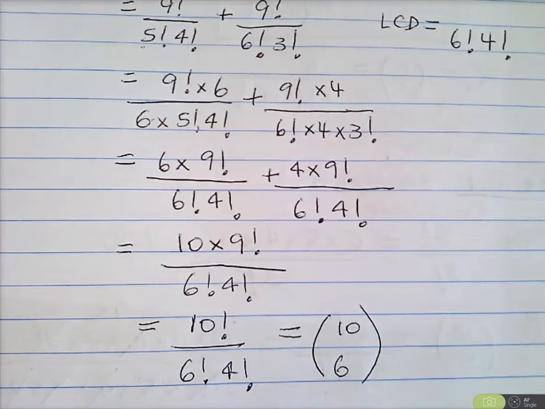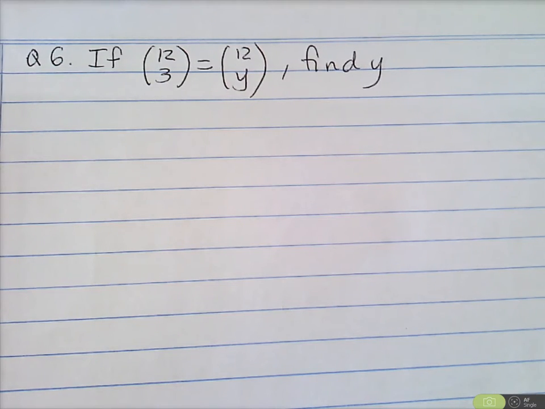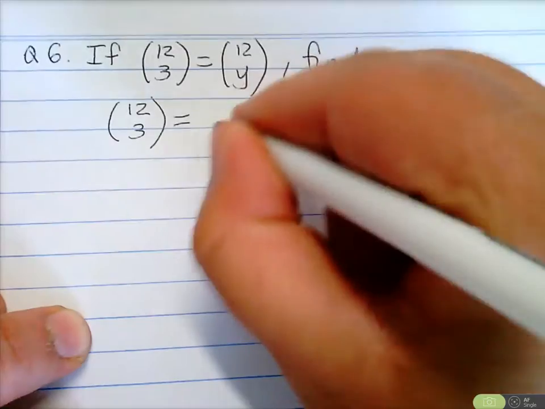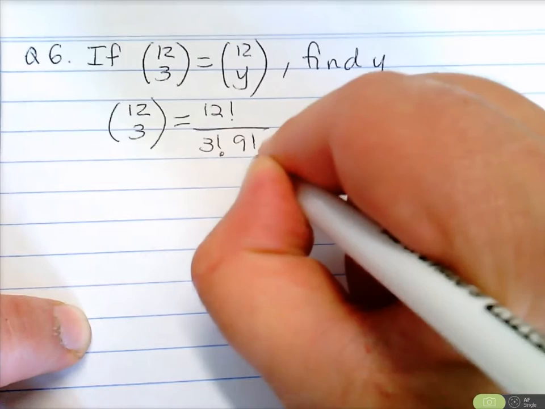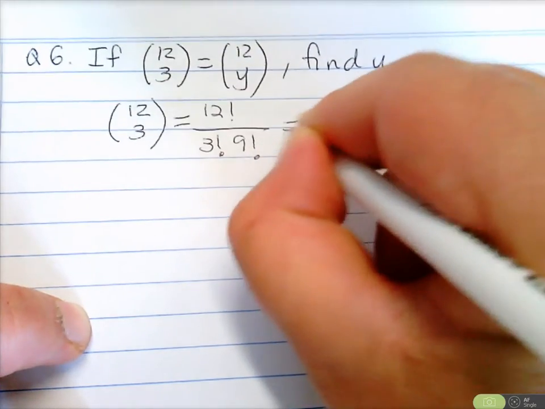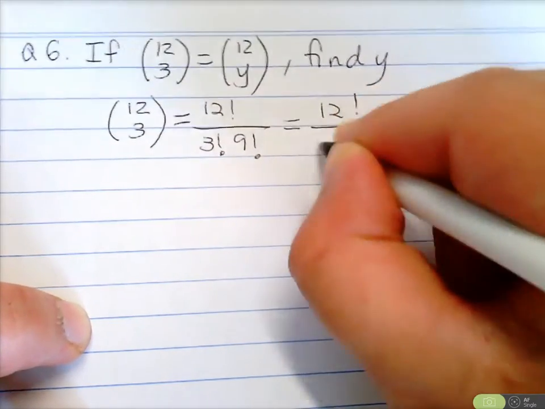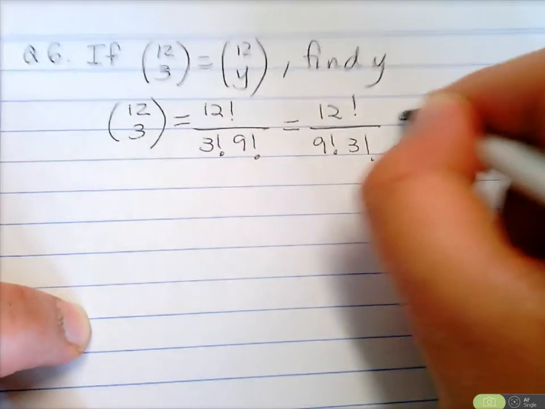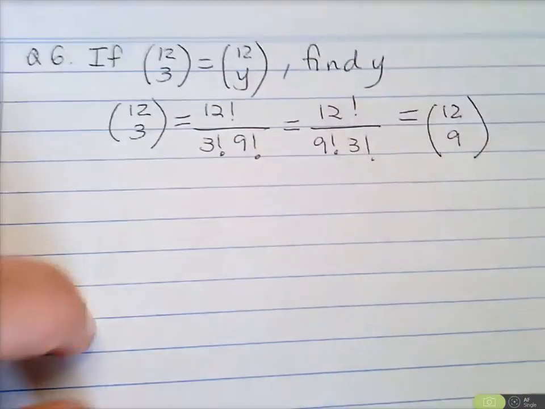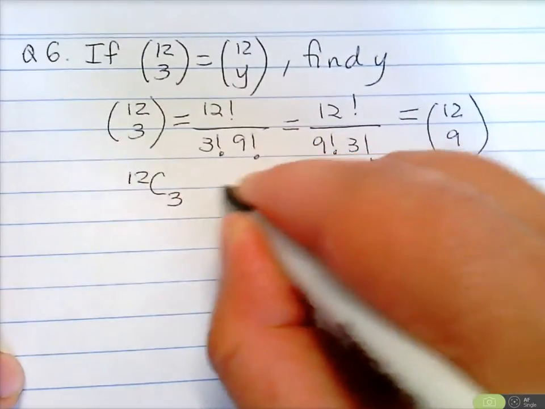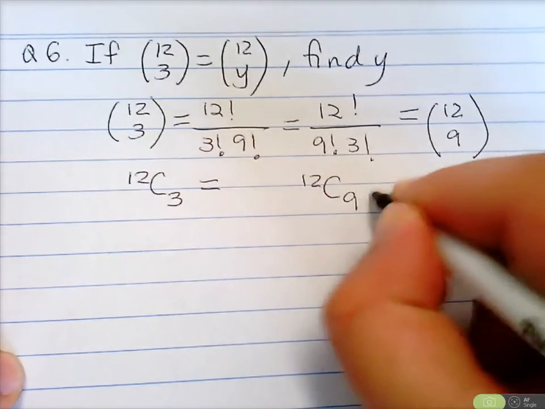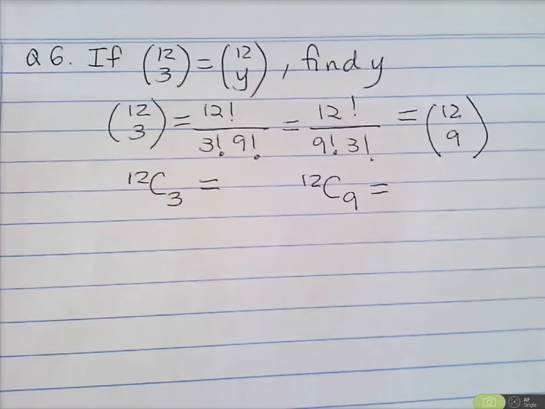Oh, we did it. No, it's something else. Do you remember? So look, let's look at what it means. 12 on 3 means what? 12 factorial over 3 factorial times 9 factorial, which could be 12 factorial over 9 factorial times 3 factorial. Do you remember, if you do 12 choose 3 on your calculator and 12 choose 9 on your calculator, you get the same answer.